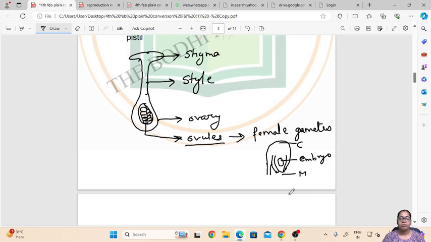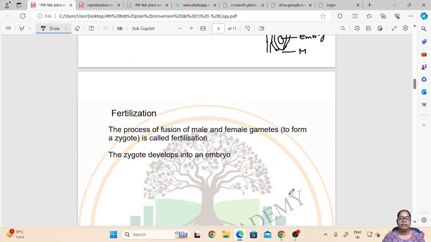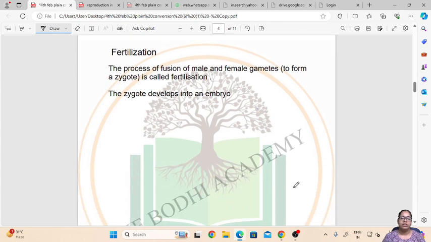So now let us move to fertilization. So fertilization is basically the process of fusion of the male and the female gametes to form zygote, and this process is called as fertilization. And the zygote will further develop into an embryo, which will further develop into a new plant. So now that we know that the male gamete is the pollen and the female gamete is the ovule, now let us see how the fusion of this male and the female gamete takes place to form the embryo.